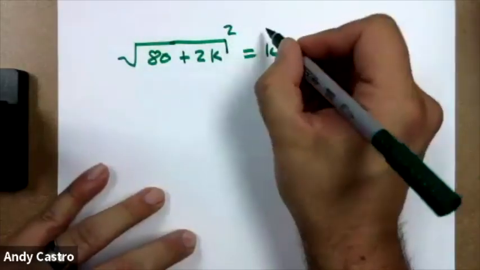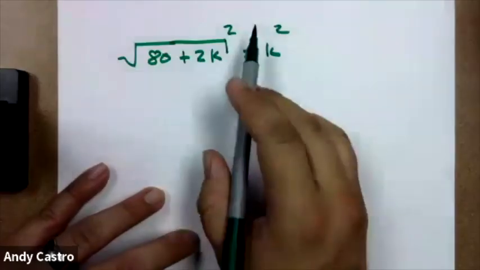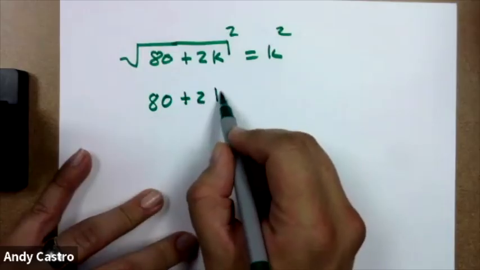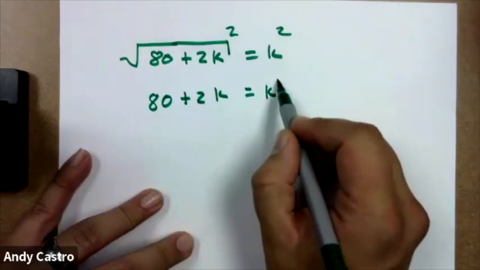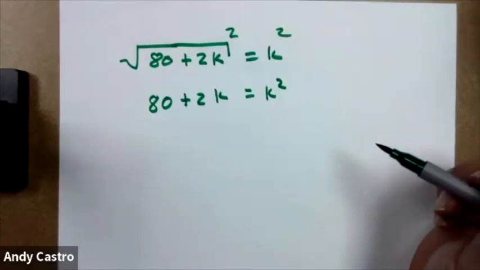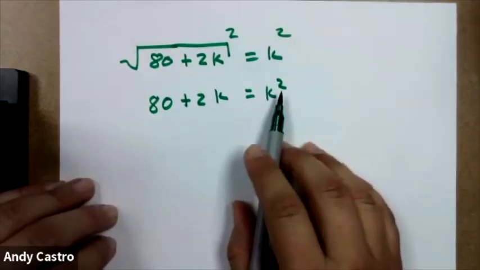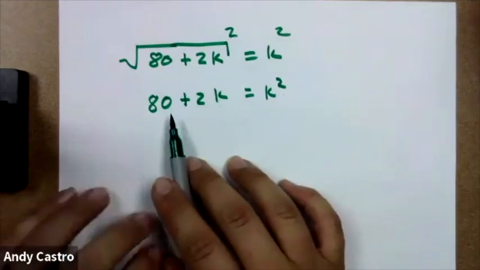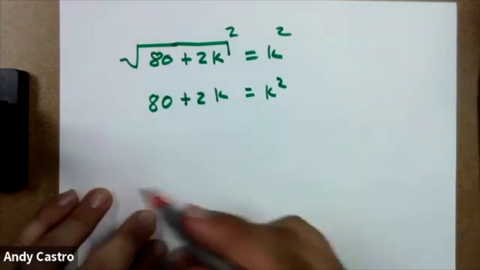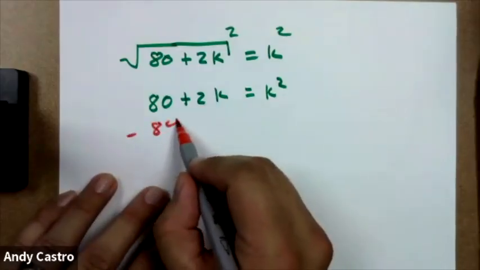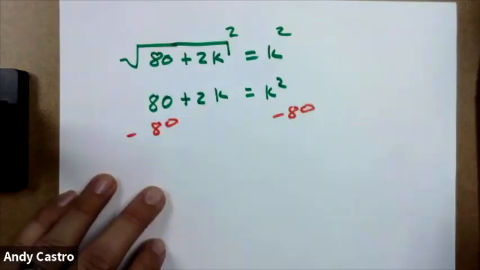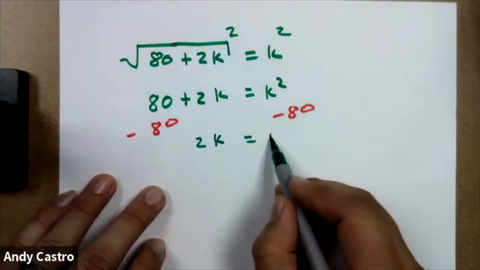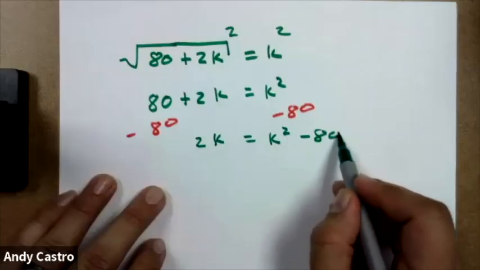So what I'm going to do is square both sides of my equation, and the square of a square root simply yields what's underneath. And then on the right, I have k squared. So what I have now is a quadratic. I have a k squared, a k term, 2k, and a constant. So I'm going to subtract 80 from both sides, which is going to leave 2k is equal to k squared minus 80.